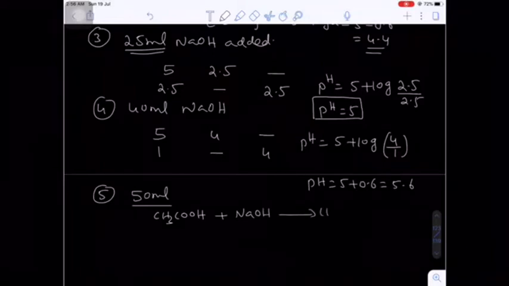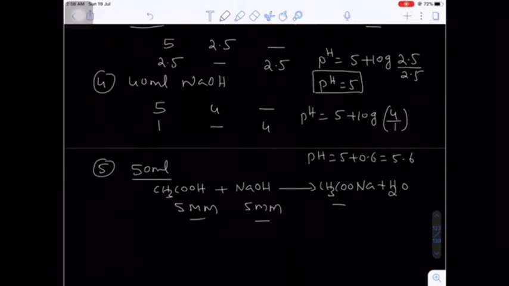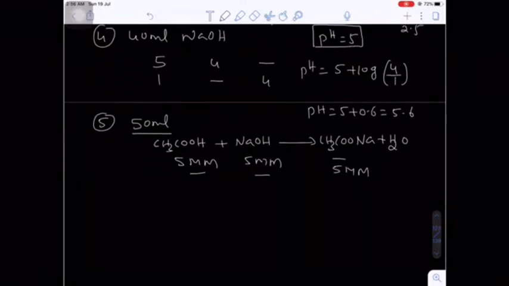Now here, acetic acid is 5 millimoles and NaOH is also 5 millimoles. So complete neutralization takes place. Salt will be formed and water will be formed. Both are limiting reagents, so both are completely consumed and 5 millimoles of salt will be obtained.